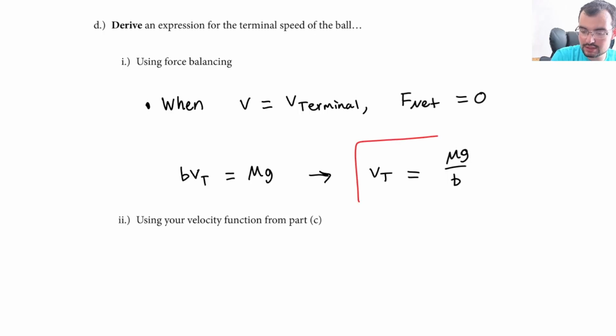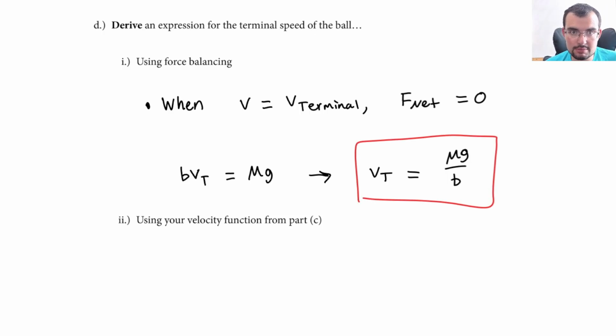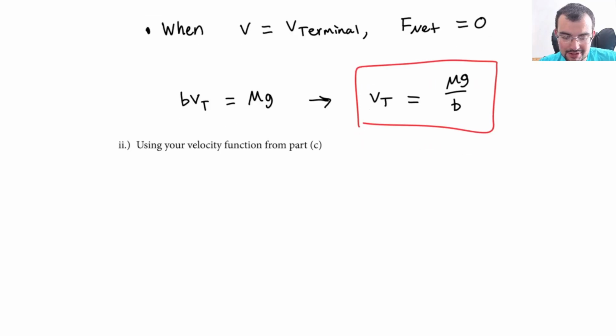And this should make sense because if your mass is larger, that is a larger force that needs to be supplied, right? That's why mg is on top. So it's a larger speed required. It also makes sense that as this drag constant gets bigger, the terminal speed is smaller because you need a lower speed for the same force.